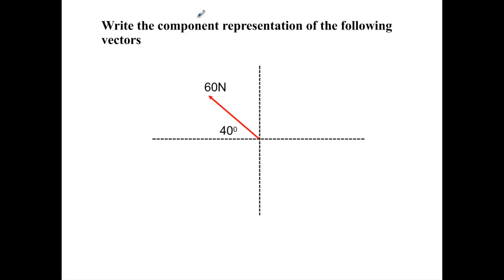Okay, writing the component representation of a vector. Here I have a 60 Newton vector, represented by the red vector here. We'll label it as the F vector, and it's equal to 60 newtons. The first thing you want to do with this is decide what direction the components are going to go.